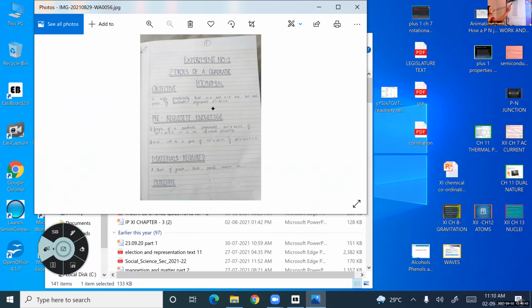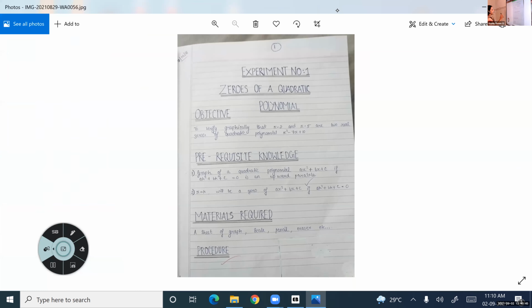Is it okay? So look at here. The heading is the same thing. Experiment number 1. Zeros of a quadratic polynomial. Write the heading, everything in capital letters. Objective: to verify graphically that x is equal to 2 or x is equal to 5, the 2 real zeros of the quadratic polynomial x square minus 7x plus 10.